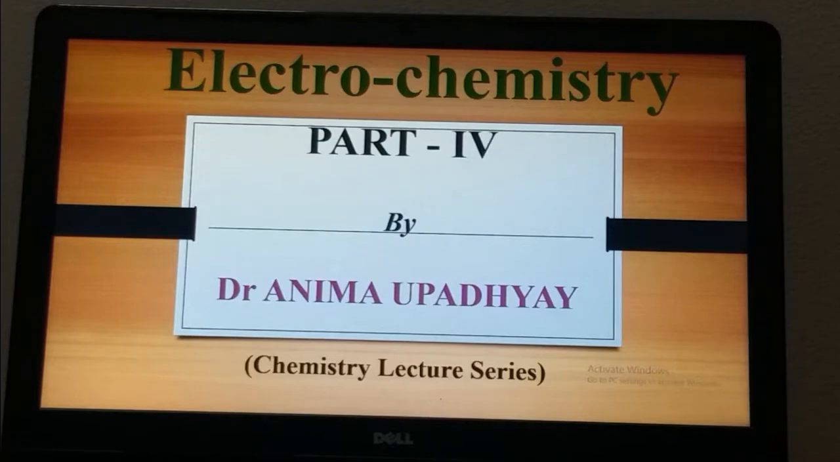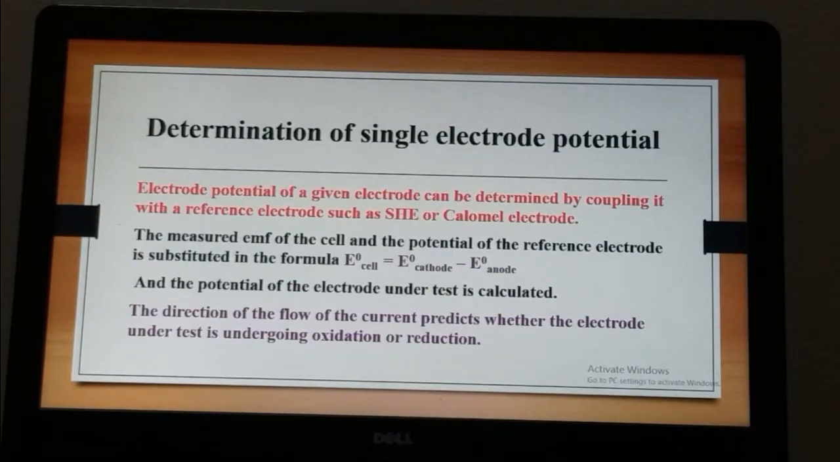So in the part 4 lecture on electrochemistry, as I have told, we will determine the single electrode potential of a given electrode. When we couple the electrode under test with the reference electrode, it will develop some potential in its ionic solution, and we can measure the EMF of the cell using the reference electrode. So the measured EMF of the cell will be substituted along with the potential of the reference electrode in the formula E naught cell is equal to E naught cathode minus E naught anode. And with the help of this formula, we can calculate the E naught of the electrode under test. The direction of the flow of the current will predict whether the electrode will act as anode or cathode. That means whether the electrode will undergo oxidation or reduction.